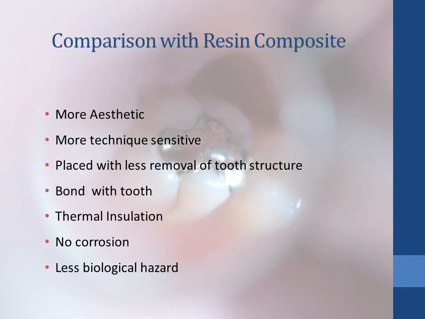So if we compare it with resin composites, the direct filling material we'll be studying in the next lectures when we're finished with amalgam, composites are more aesthetic, more technique sensitive, placed with less removal of tooth structure. They bond with tooth. They are already thermal insulators. They do not have any corrosion, and they cause less of a biological hazard. So you're often asked to compare between composites and amalgam. So just remember the advantages and disadvantages of both of them.